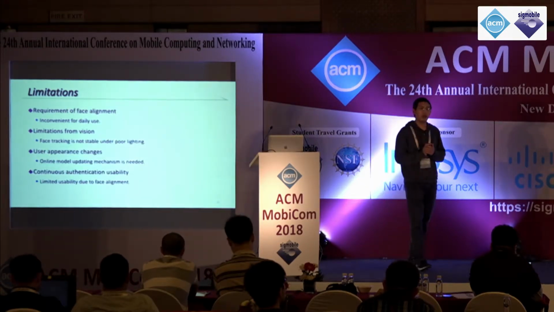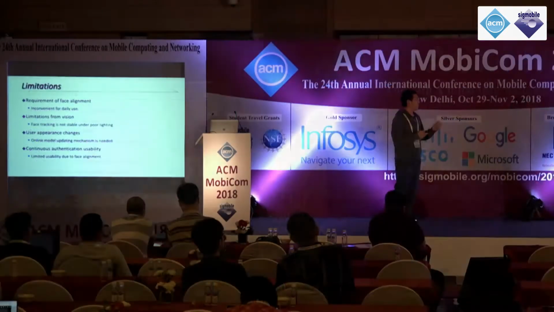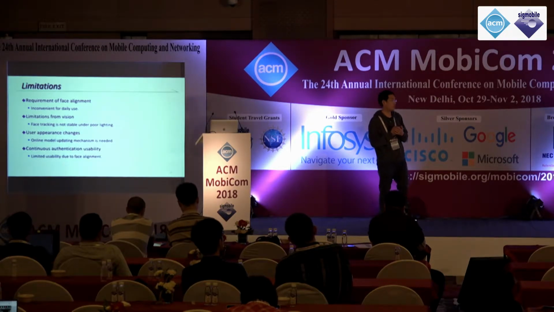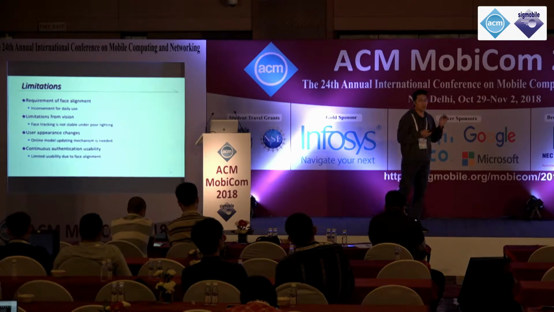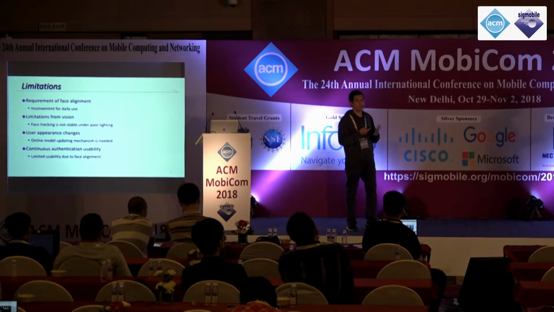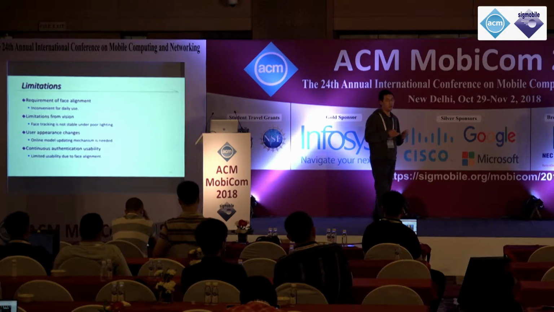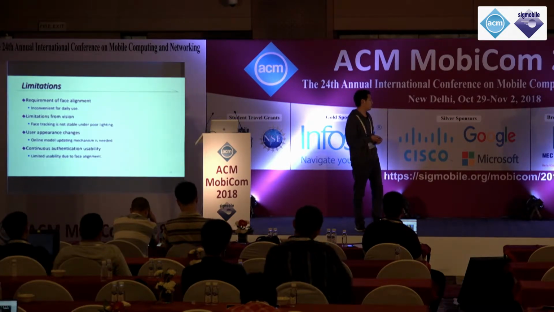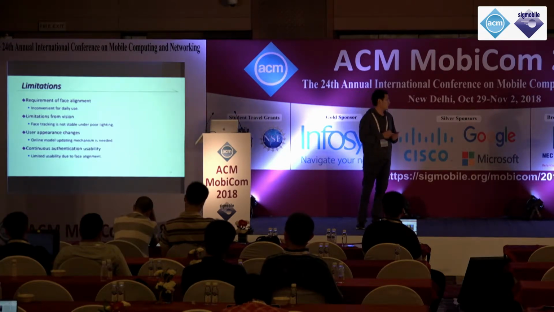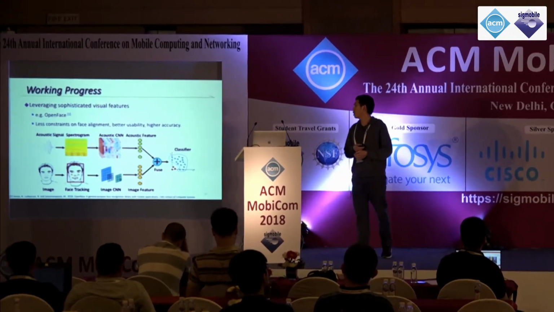So actually, we still have certain limitations at the current stage. The first one is the face alignment. Because we need face alignment, it can be inconvenient for users for daily use. And we also inherit the limitations from vision, because face tracking is not stable when the lighting condition is not good. And the user appearance change, we still need to deal with this problem. And due to the requirement of face alignment, it's hard for us to do continuous authentication at the current stage.